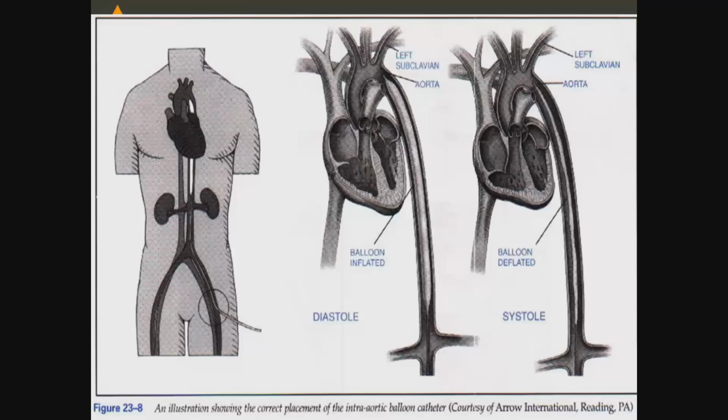And you can see it's inflated here. You can see the whitish portion, and then deflated, it's all shriveled up. So during diastole it inflates, during systole it deflates. Cool? The goal is to increase diastolic pressure, increase coronary perfusion pressure. Remember, the heart only feeds itself during diastole.